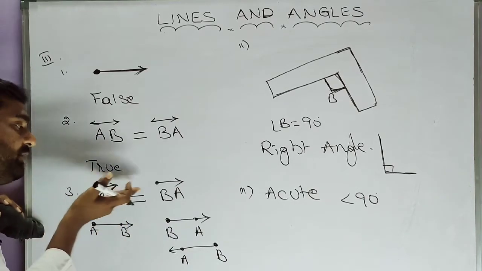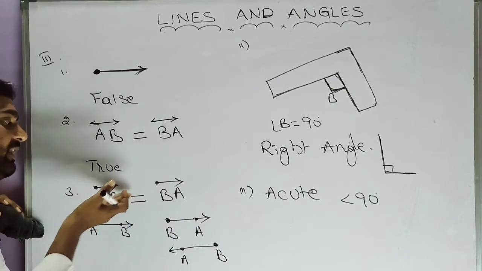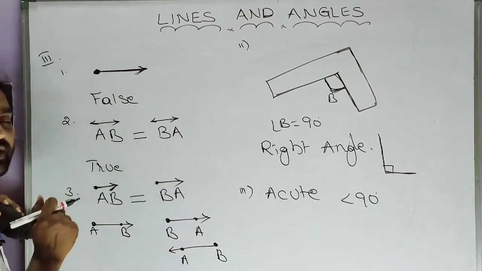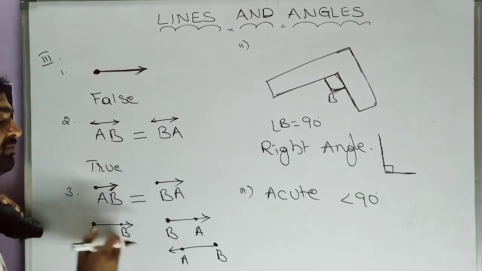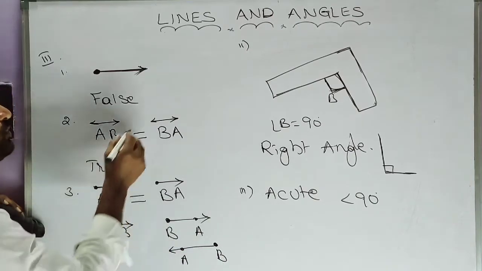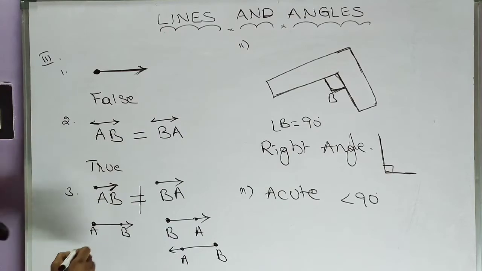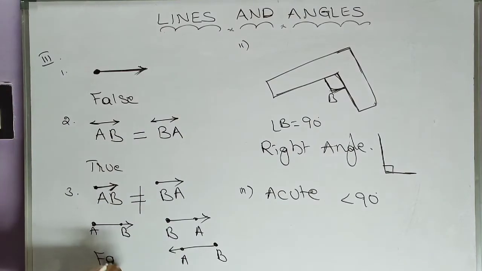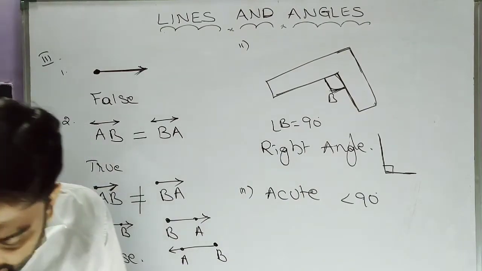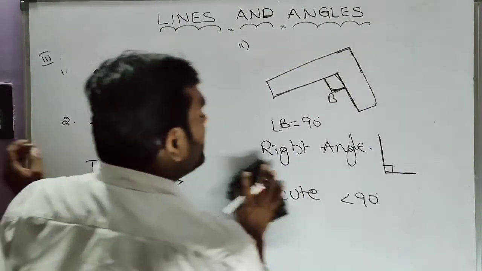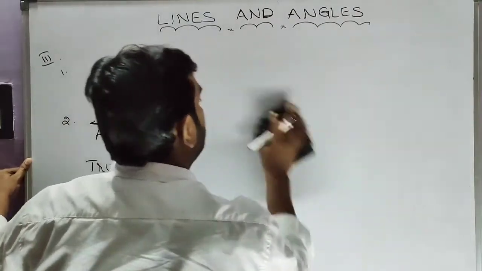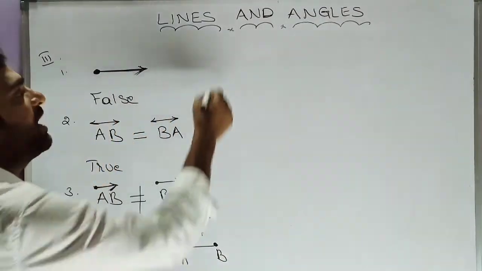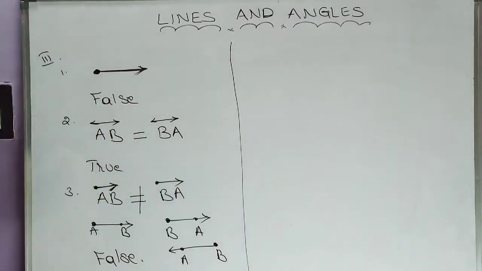It moves to the right side. It moves here to the left side. If you write it in the specified way, AB, BA. So both are not equal. So the given statement is false. Ray AB is the same as ray BA, that's a false statement. AB and BA rays are not equal.